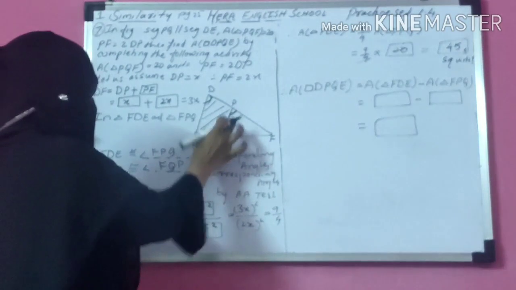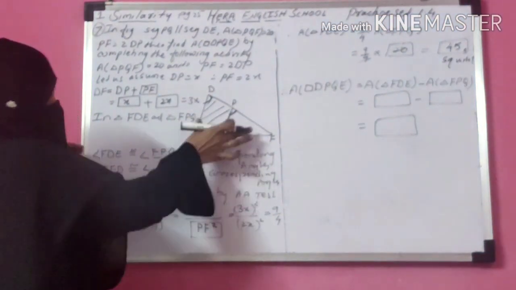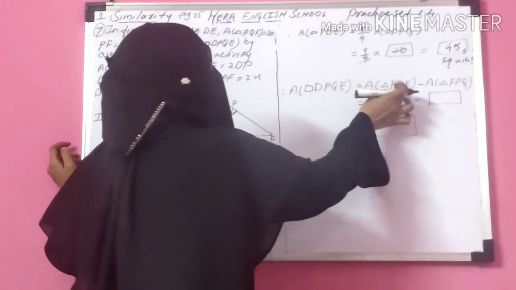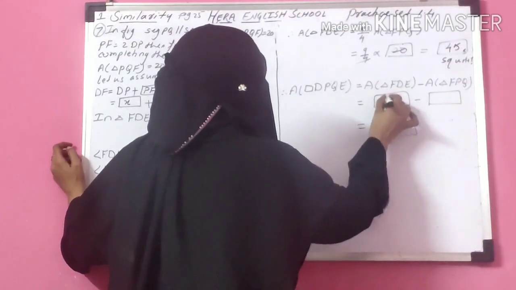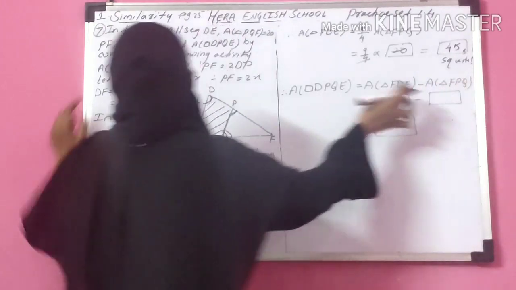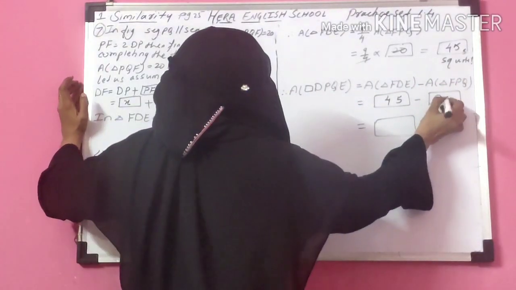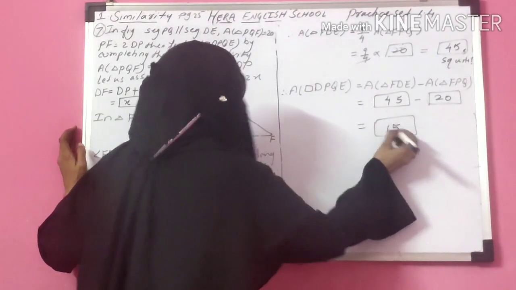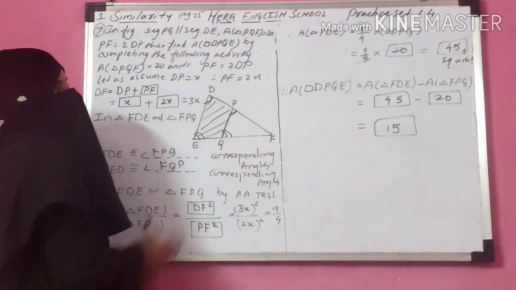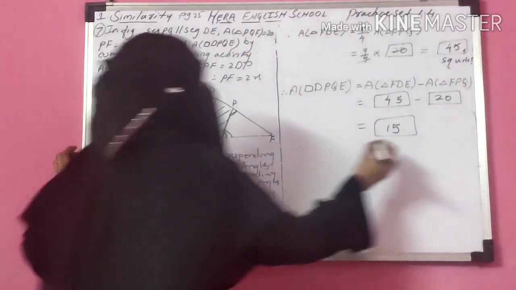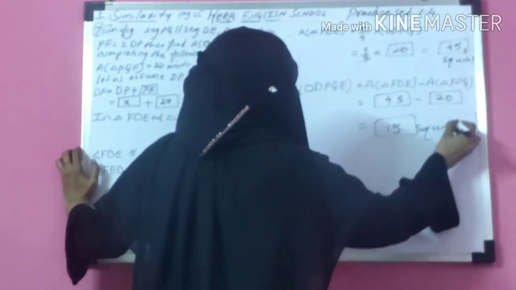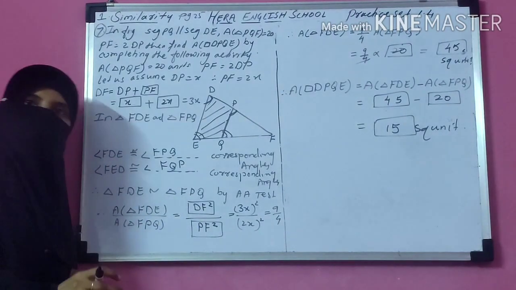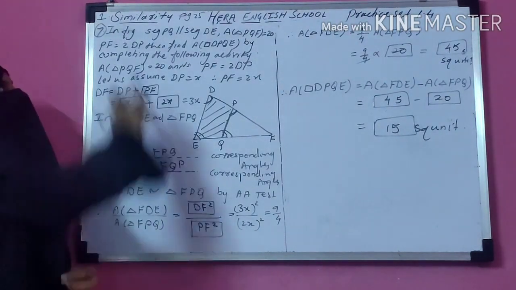Now to find the area of this quadrilateral, we have to subtract the area of the smaller triangle from the area of the bigger triangle. So the area of triangle FDE is 45 and the area of triangle FPQ is 20. So 45 minus 20, you get 15. So the area of this quadrilateral DPQE is 15 square units. Here we have completed exercise 1.4 and also lesson 1, that is similarity.